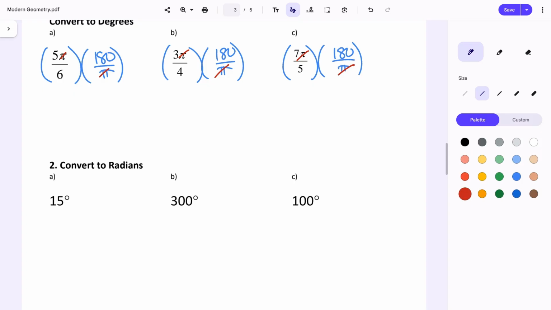Anyone have an answer for letter A here? 150. Everyone agree? Okay, how about for B? 135. Everyone agree with that? And for C? 252. Everyone good there?